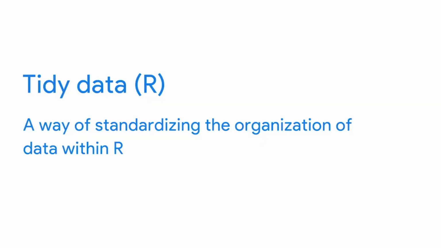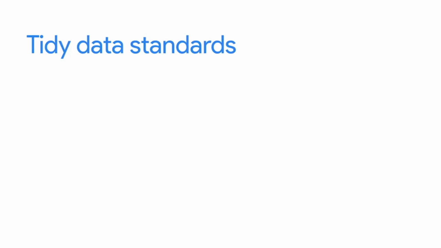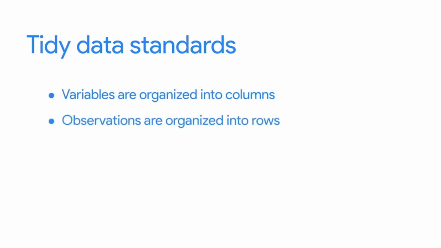Consistent data structures like data frames make it easier to operate on an entire data set. Tidy data refers to the principles that make data structures meaningful and easy to understand. It's a way of standardizing the organization of data within R. These standards are pretty straightforward. Variables are organized into columns, observations are organized into rows, and each value must have its own cell.